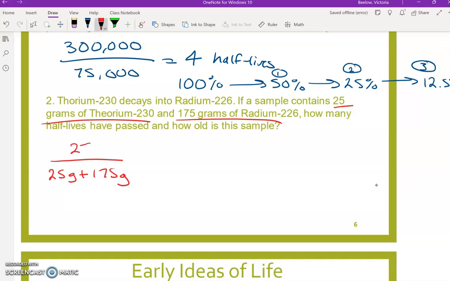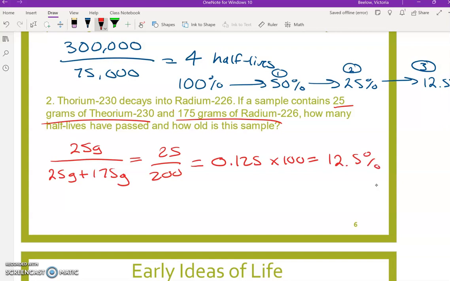And we're trying to figure out how many half-lives have passed and how old this sample is. So on the top, we're going to put the 25 grams because that's the amount that we have remaining. So 175 plus 25 is going to be 200. So 25 divided by 200 is 0.125, times 100 would be 12.5%. So this is the percentage of the thorium-230 that I have remaining, right? This is how much is in the total of the sample. And then I just converted that into a percentage.